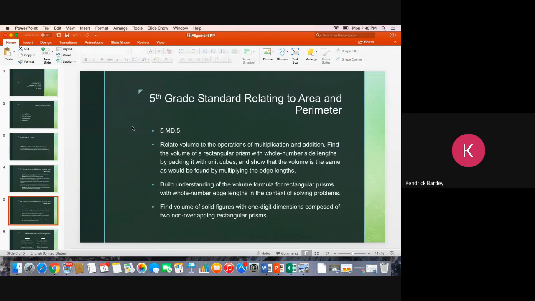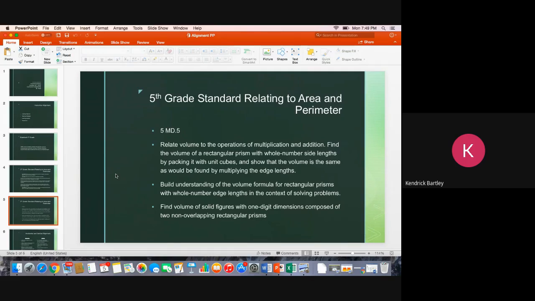Now I'm going to 5th grade. 5th grade changes. They're not so much finding the area and perimeter of individual shapes such as a quadrilateral. They're going more into the prisms, like length times width times height. Now length times width, of course, goes back to area, but when you do length times width times height, you're doing the volume. So it's saying relate volume to the operations of multiplying and addition. Find the volume of a rectangular prism with whole number side lengths by packing it with unit cubes, and show that the volume is the same as would be found by multiplying the side edge lengths. So it does change in the 5th grade.